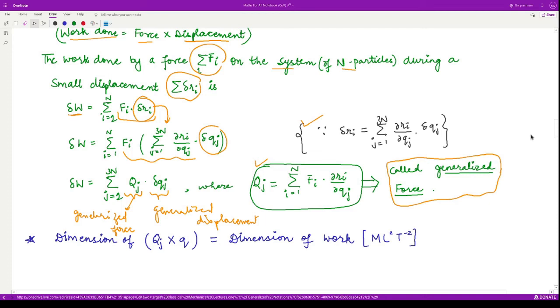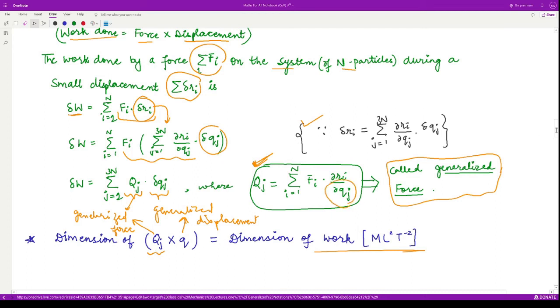And moreover, similar to generalized momentum, the dimensions of Q_j into q_j, the generalized force and the generalized displacement, when they are multiplied together, always end up giving the dimensions of work. So similarly, this Q_j may have any other dimension according to whatever coordinate system we have chosen.